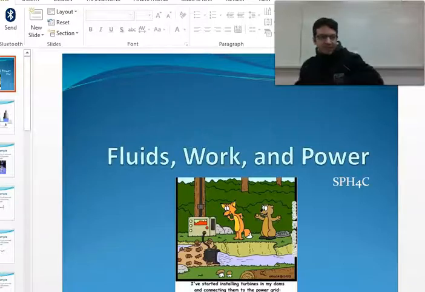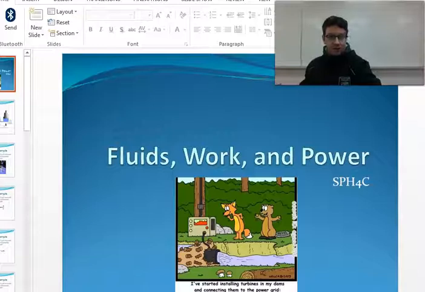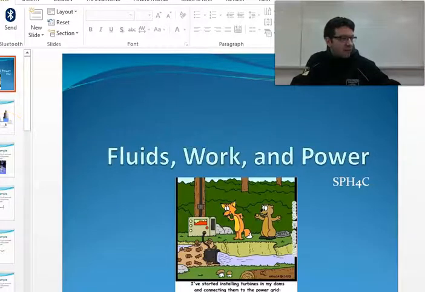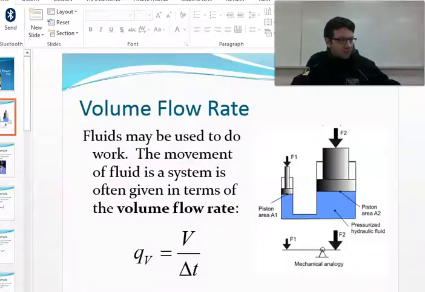All right, so today's lesson is going to be on work and power for fluids. Again, we've done work and power before, but we're going to apply it to fluids. So there's a couple new terms, a couple new equations. The first is volume flow rate.